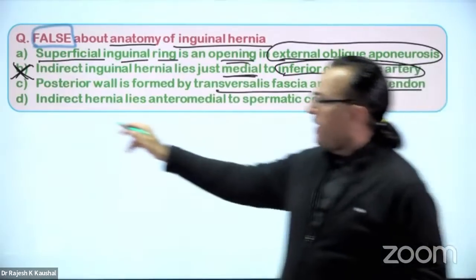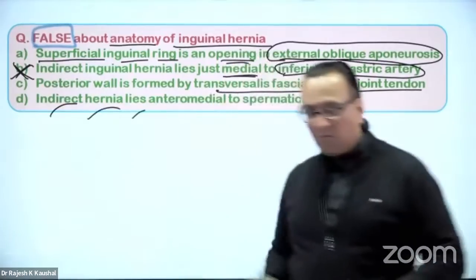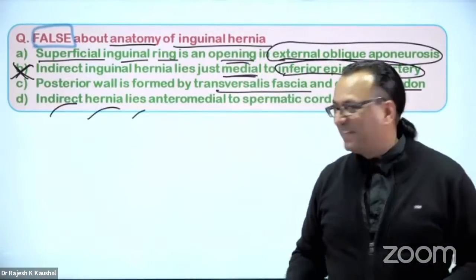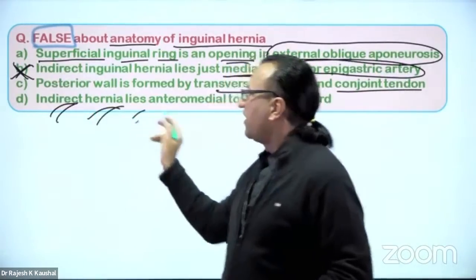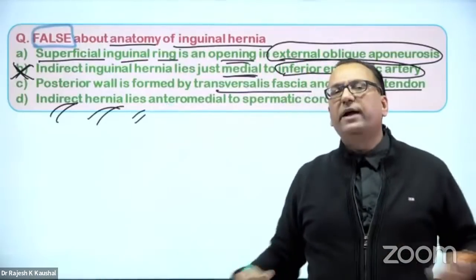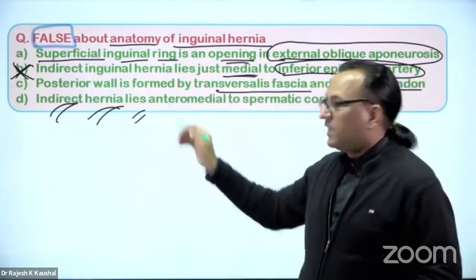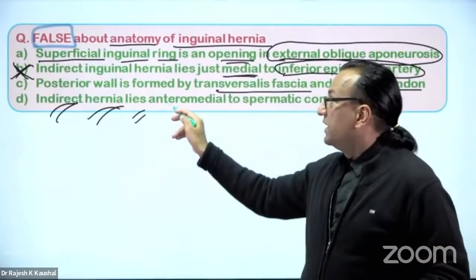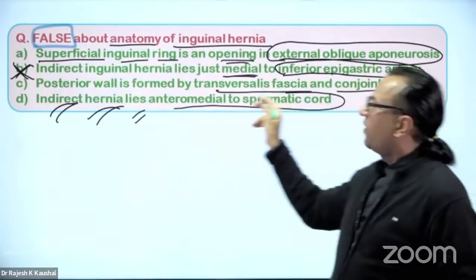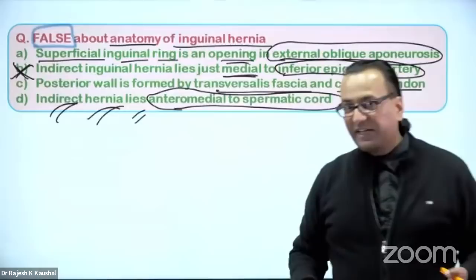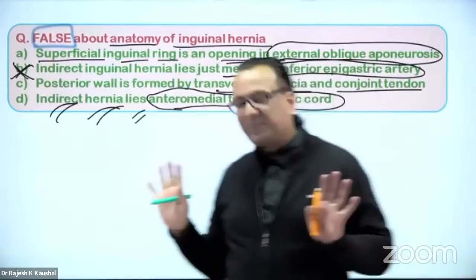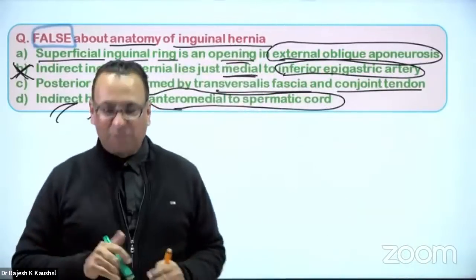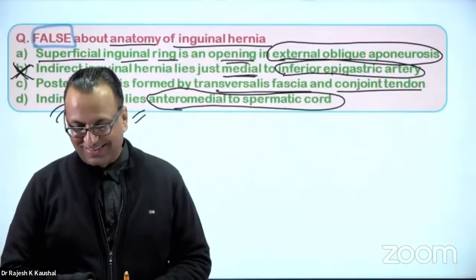And what about this? Now we will call Dr. Pritesh. Indirect inguinal hernia means maybe omentum or intestine. Is it enterocele or omentocele? Is it anteromedial to the spermatic cord? For me, it is. But now our expert will tell you more detail. Dr. Pritesh, please kindly join us.